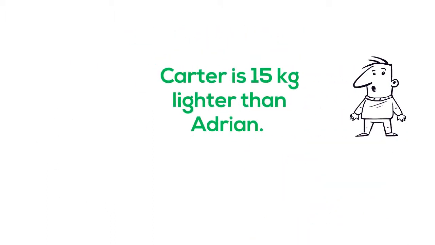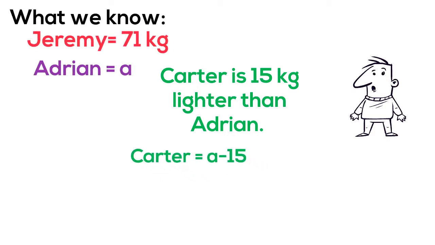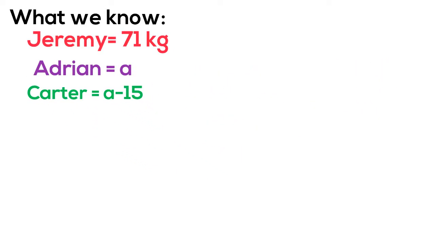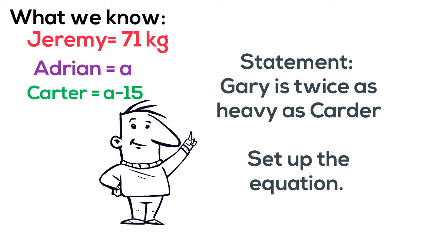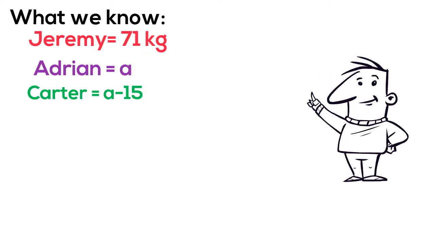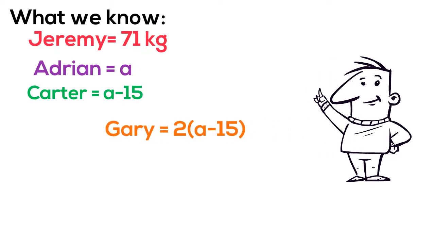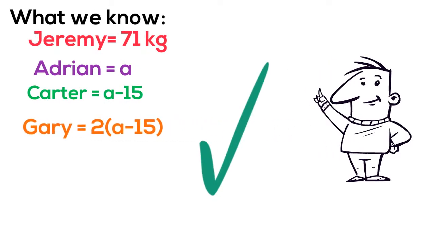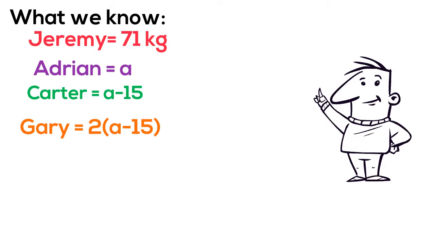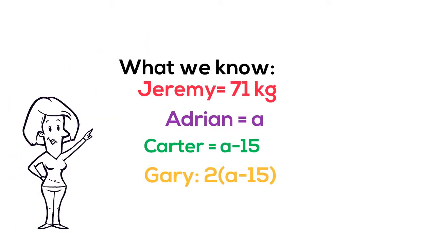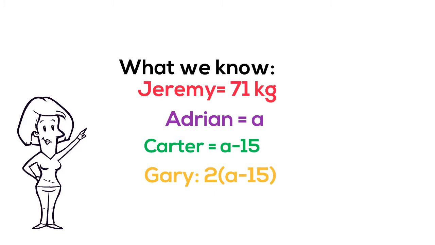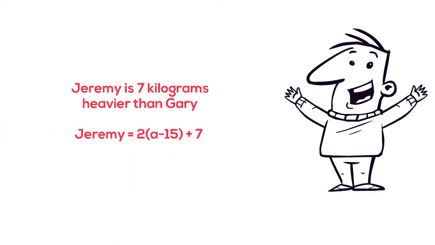We know that Carter is 15 kilograms lighter than Adrian. So that equation is A minus 15. The next statement says that Gary is twice as heavy as Carter. What is that equation? If you said that Gary is equal to 2 times (A minus 15), you would be correct. You're multiplying 2 times Carter's weight, and we have proven that Carter's weight is A minus 15. Jeremy is 7 kilograms heavier than Gary, so that equation would be 2 times (A minus 15) plus 7.